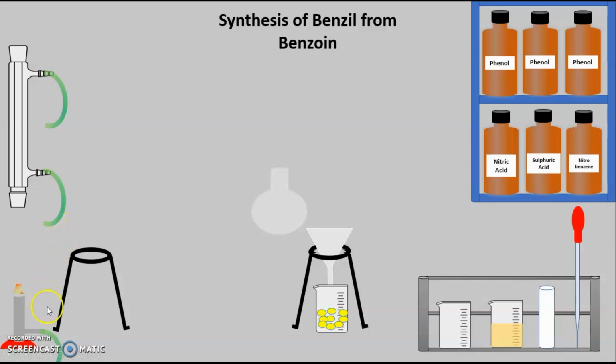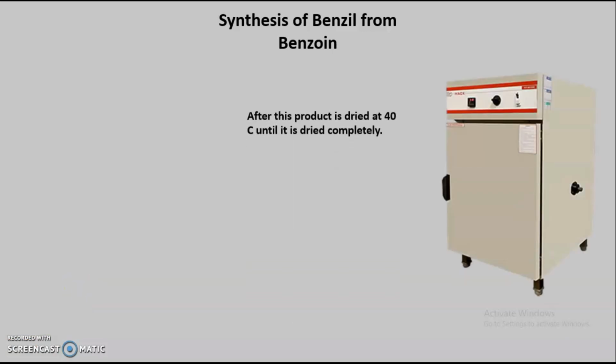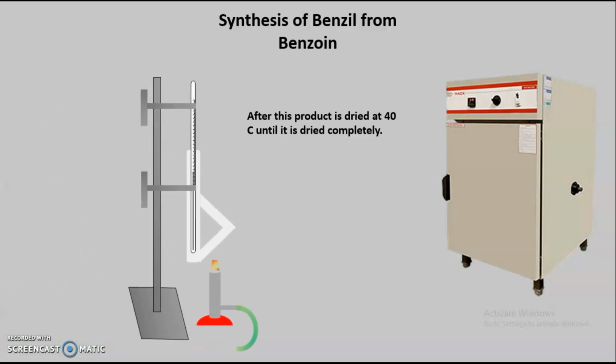After recrystallization, next we have to carry out the determination of melting point of the benzil. Once we have recrystallized our product, we have to dry it. We can dry our product in a hot air oven at about 40 degrees Celsius. Once we get the completely dried product, next we perform the melting point. You can see this is the assembly used for the determination of melting point. This is the Thiele's tube in which we will attach a thermometer with your product. Now you know how to perform the determination of melting point with the help of this assembly.